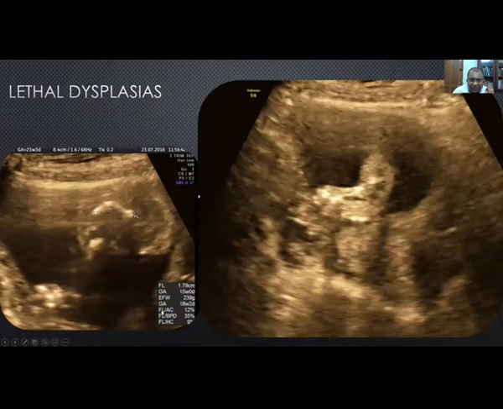Here it's 12%. FL/AC is 12%, 0.12. So this indicates it's a lethal skeletal dysplasia.